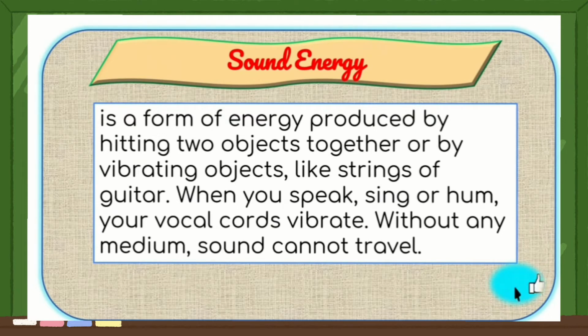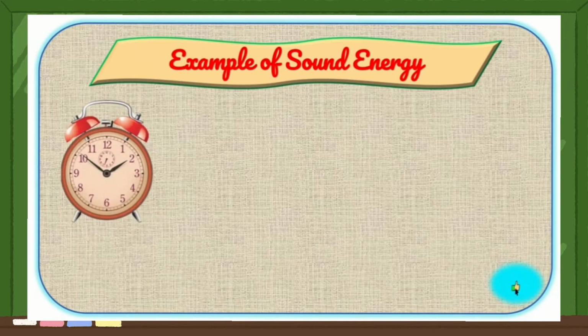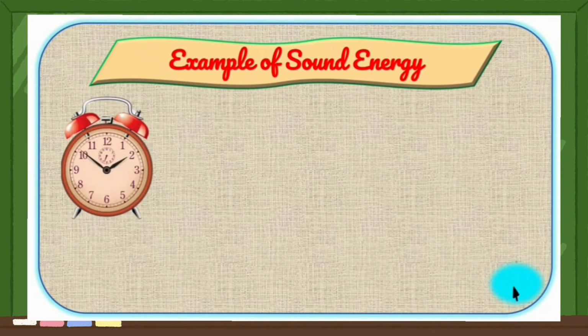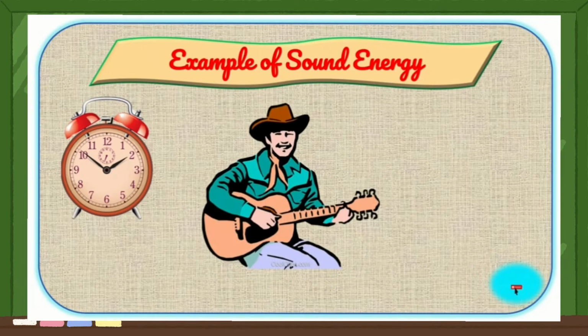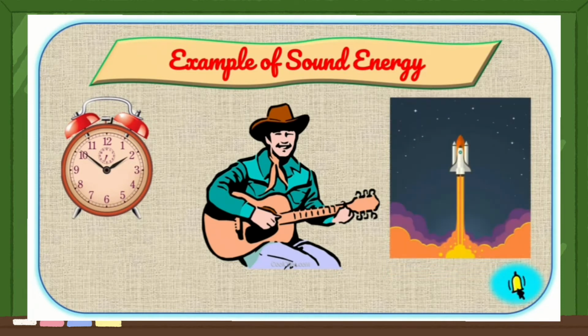When we are talking about sound energy, it is a form of energy produced by striking two objects together or by vibrating objects like the strings of a guitar. When you speak, sing, or hum, your vocal cords vibrate. Without any medium, sound cannot travel. These are examples of sound energy. We have an alarm clock, kaya tayo nagigising sa umaga because of it. We have a musician playing a guitar and a rocket taking off. So all of these produce sound energy.